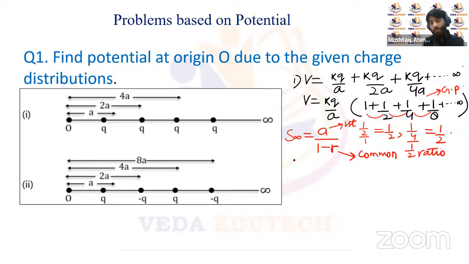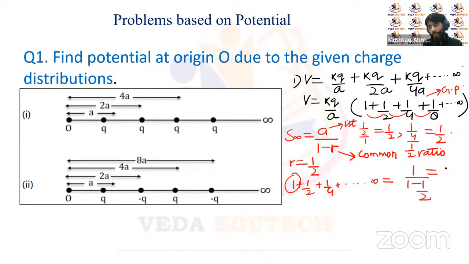Here, the common ratio between any two consecutive terms is r equal to 1 by 2, and the first term is 1. So the sum of this series, 1 plus 1 by 2 plus 1 upon 4 and so on up to infinity, is going to be equal to the first term, which is 1, upon 1 minus 1 upon 2. So that's going to be equal to 2. So the sum of this infinite series is equal to 2.